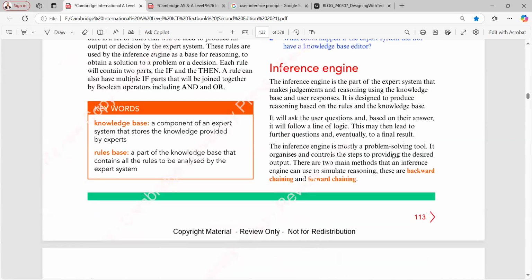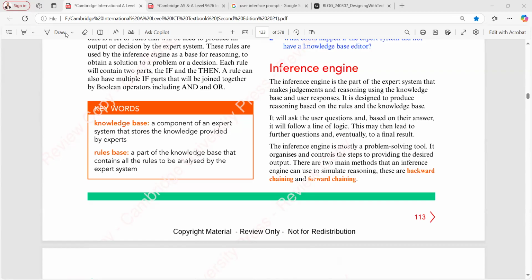Now the next part is the inference engine. The inference engine is the part of the expert system that makes the judgment, that does the reasoning, and that uses the knowledge base and user responses. When you want to make judgments, when you want to reason, the knowledge means why, why is that, what's the reason. So it is designed to produce reasons based on these rules and the knowledge base. It is going to ask the user questions, and based on their answers it follows a line of logic that can lead to further questions and eventually to a final result as well.